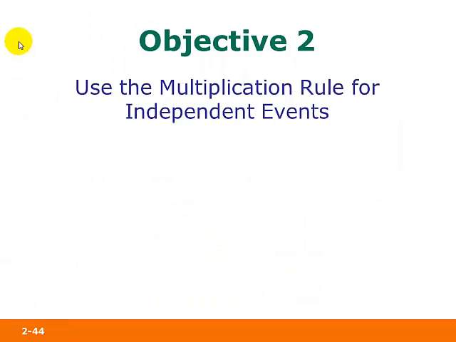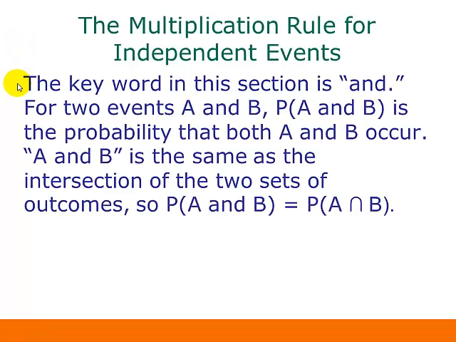Objective 2 is use the multiplication rule for independent events. And the key word in this section is "and". For two events A and B, the probability of A and B is the probability that both A and B occur. So A and B is the same as the intersection of two sets of outcomes. We can say that the probability of A and B is the same as the probability of A intersection B. Here we're thinking about the events A and B being sets of outcomes, and the intersection of those sets is the same as saying that both A and B occur.